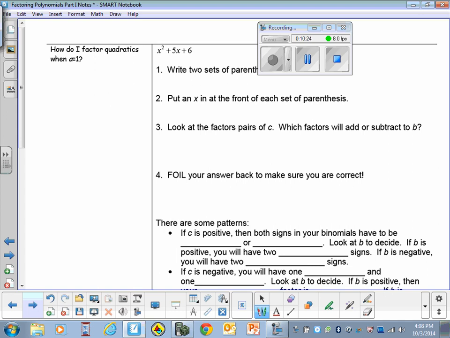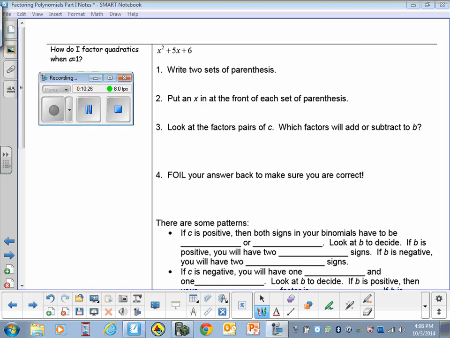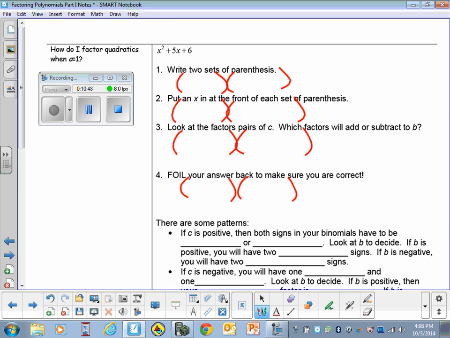All right. When a equals 1, these are the easiest ones to factor. So we're going to work through x squared plus 5x plus 6. Write 2 sets of parentheses. Continuing with my 2 sets of parentheses all the way down. Next, x squared can only factor to x times x. So that goes in the front of each set of parentheses.